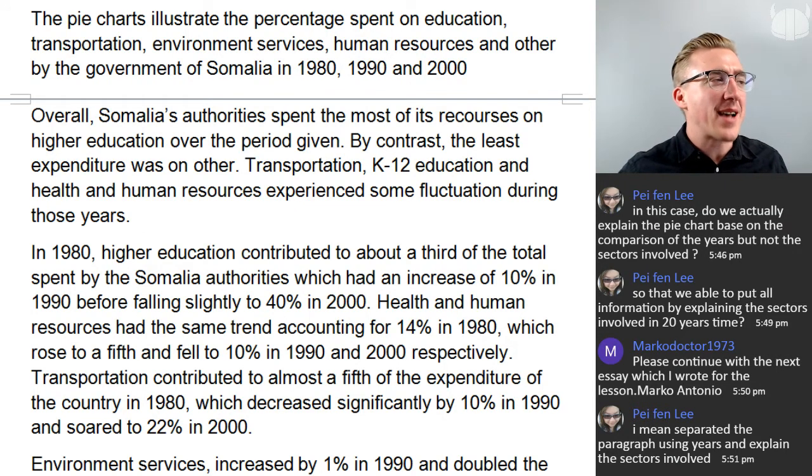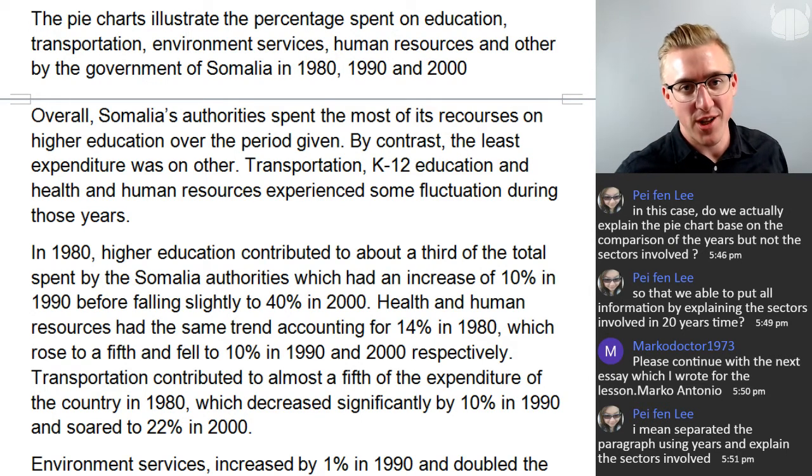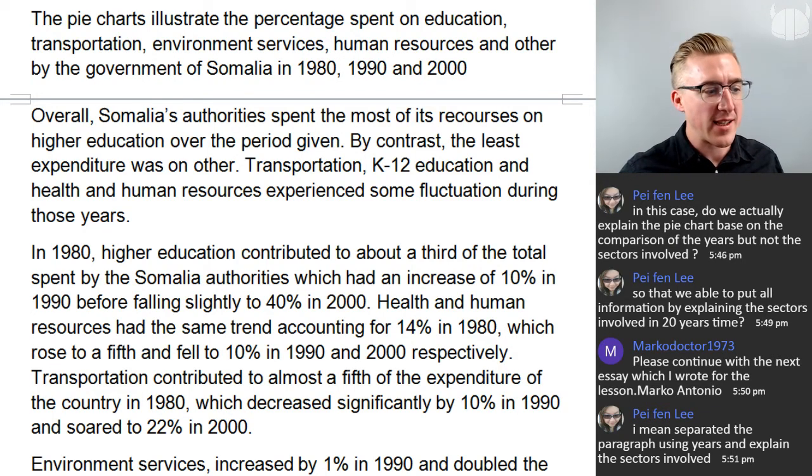I like when task one is like telling a story. Whenever I see time there, I like to tell a story. What happened? How did the world change in these 20 years? How did this country of Someland change in these 20 years? To me, that's a more interesting analysis. Yes, separate the paragraph using years and explain the sectors involved. That's how I would approach this.